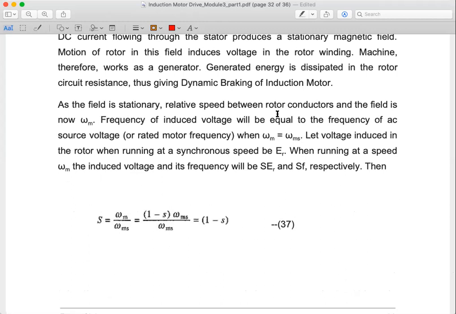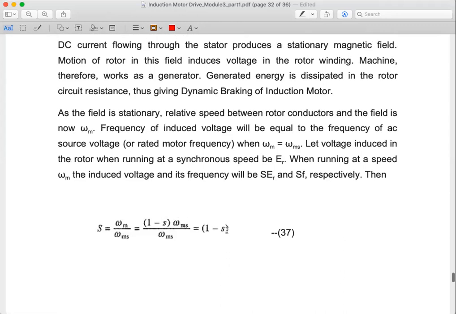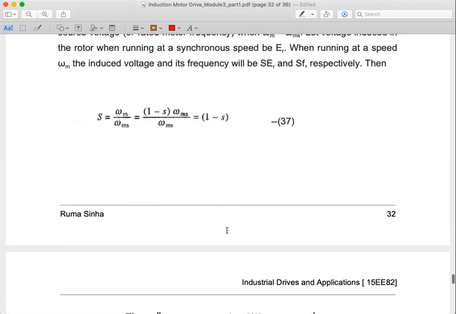Frequency of induced voltage will be equal to the frequency of AC source voltage if omega m is equal to omega ms. Now when I calculate slip, slip is equal to relative speed divided by synchronous speed. Relative speed is omega m now, so slip is omega m divided by omega ms, and omega m can be written as (1 minus s) into omega ms. Omega ms gets cancelled. So slip in this condition is 1 minus s. When I talk about DC dynamic braking, the slip is 1 minus s.